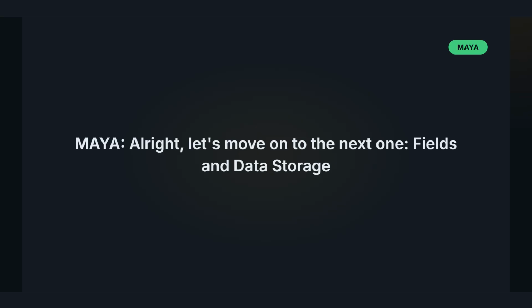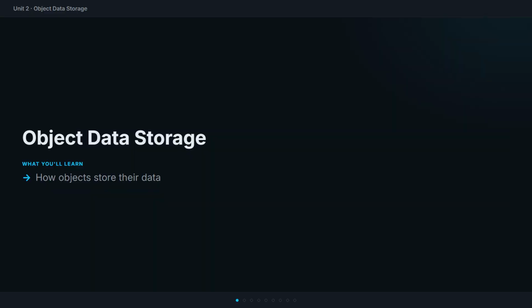Alright, let's move on to the next one, fields and data storage. Since we've been working with classes and objects, let's talk about how objects actually store their data. Understanding fields is crucial because they're what give each object its unique identity. Without fields, every object would be identical.